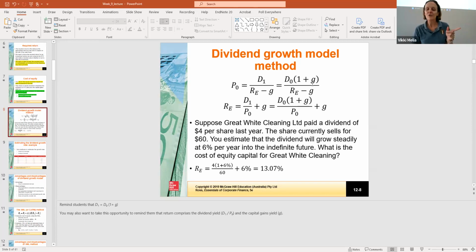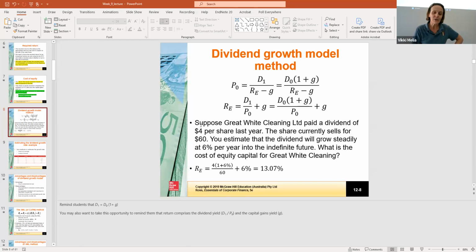So in week 5, we used these formulas to find P0. All we've done is rearrange the formula to find the shareholders' required rate of return. So the shareholders' required rate of return is equal to D1, the next dividend, over the price, plus the constant growth rate in dividends, or D0, the dividend just paid, multiplied by 1 plus the constant growth in dividends, all over the price, plus G, the constant growth.